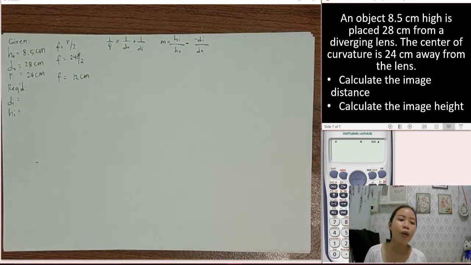Okay. Now, take note that in the problem, it is specified that we are using a diverging lens. So, what is that? A diverging lens is the concave lens. If you remember our graphic organizer, how do we know that the diverging lens or concave lens is the one being used?